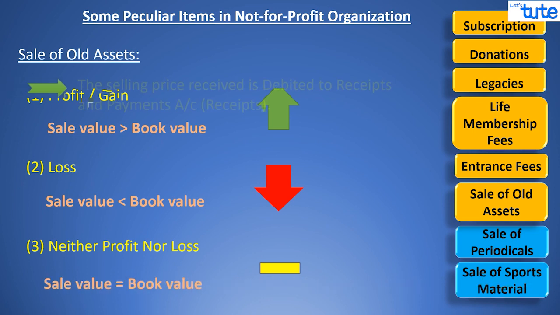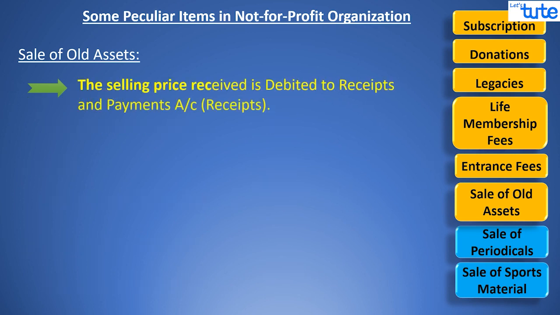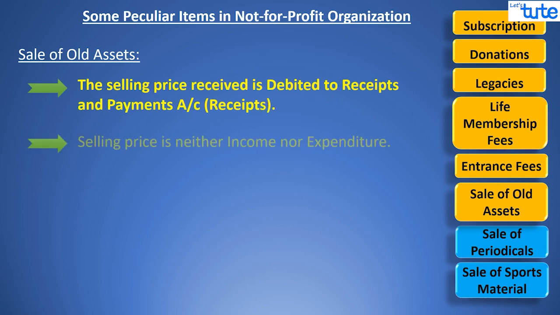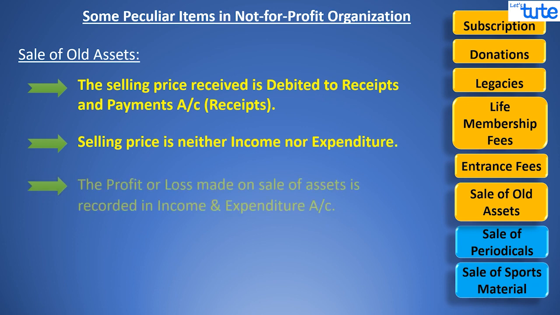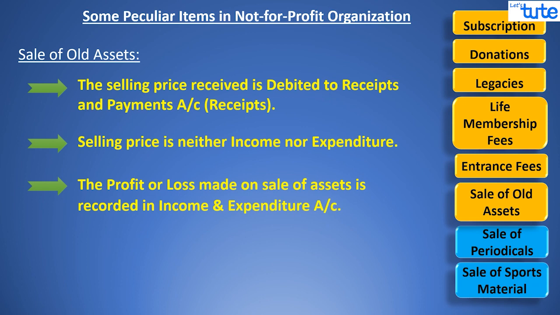Now, if any asset is sold, the selling price received is debited to receipts and payment account. But be careful here that it is not taken as income to income and expenditure account because selling price is neither the income nor expenditure. The profit or loss made on sale of asset is recorded in income and expenditure account.